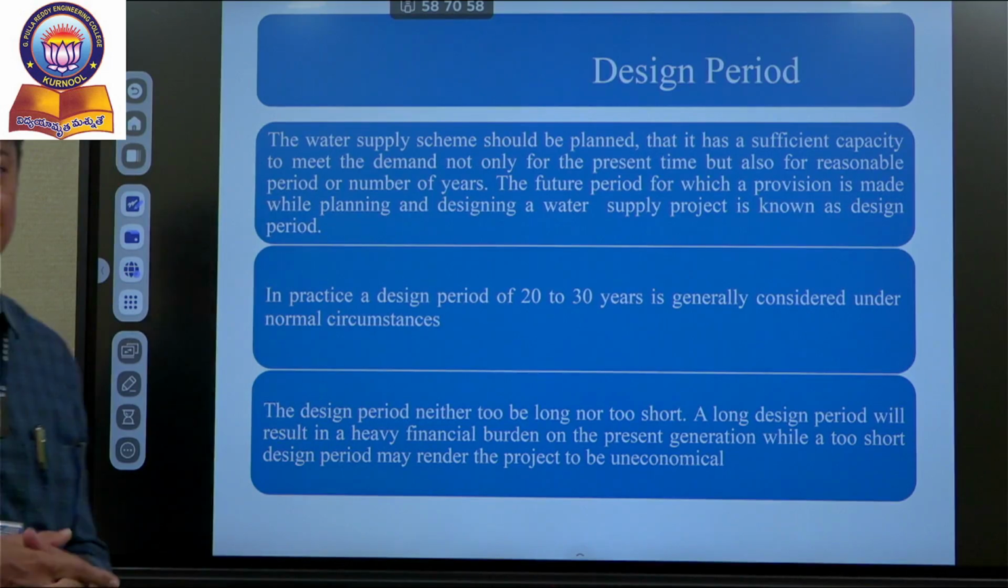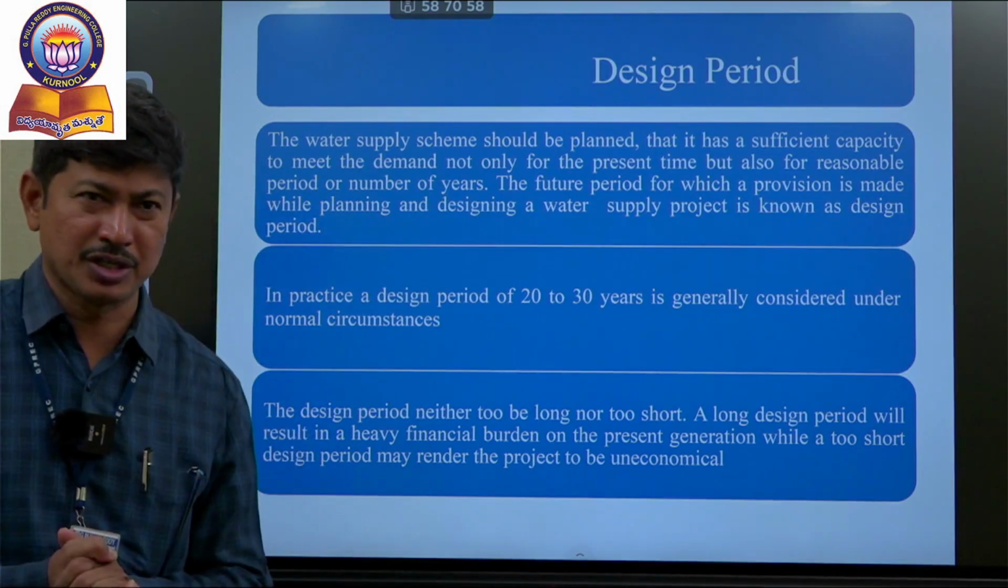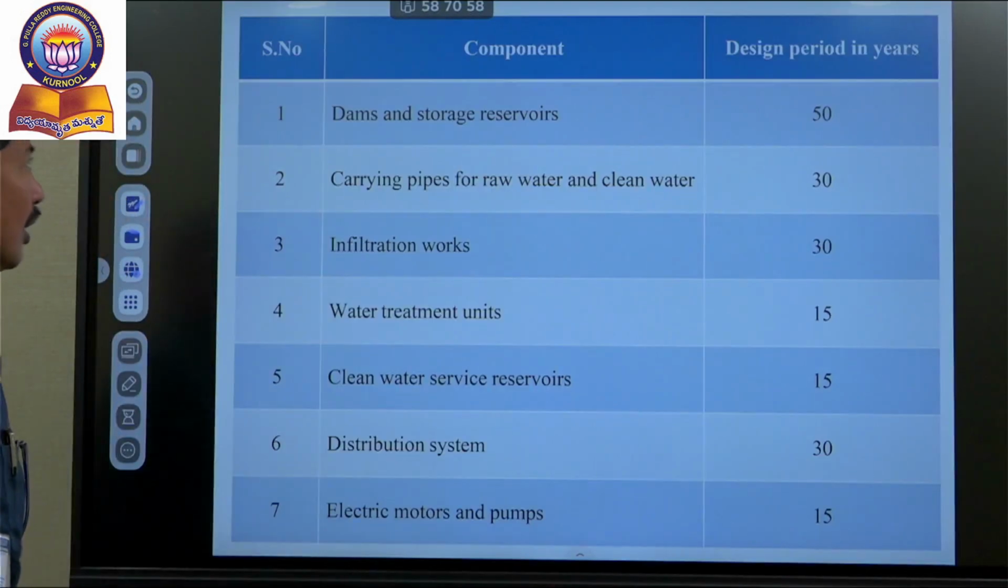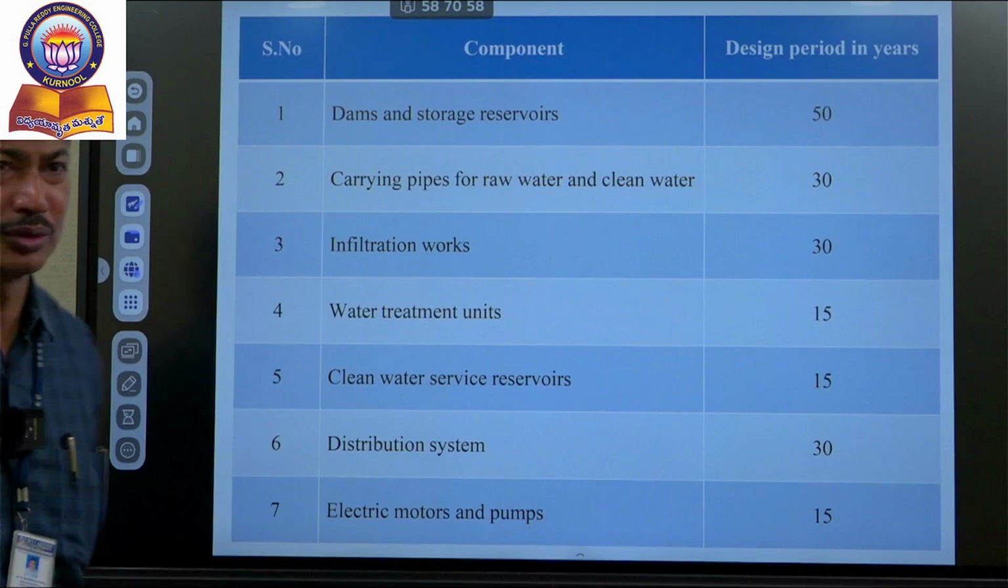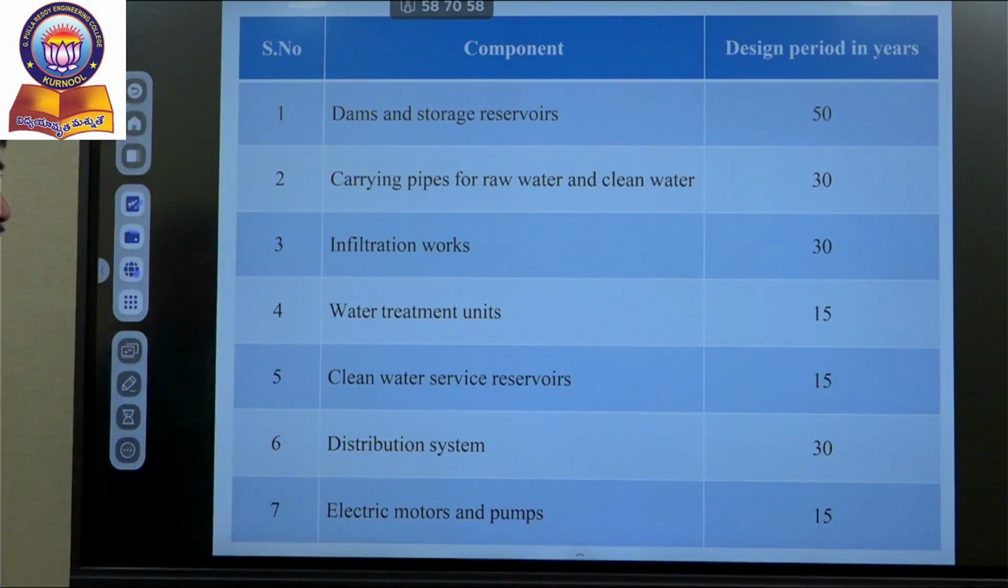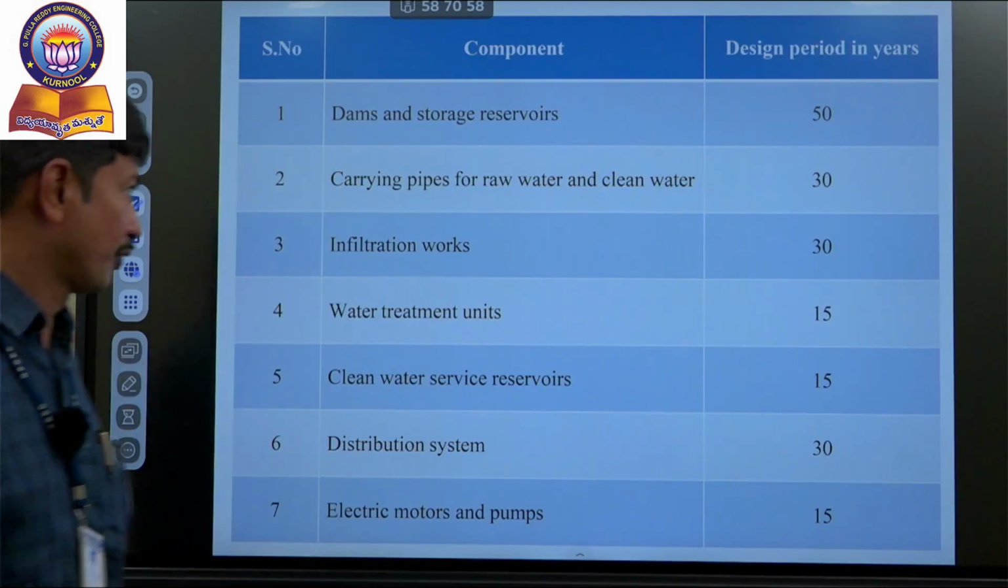Too long is a burden on the present generation. Too short is uneconomical. That's right. And there are some design periods of components: dams, generally we design 50 years, and infiltration works 30 years, and raw pipes carrying water 30 years, treatment units 15, clean water service reservoir 15 years, distribution system underground pipe networks 30 years, and electric motors and pumps 10 to 15 years only, right?